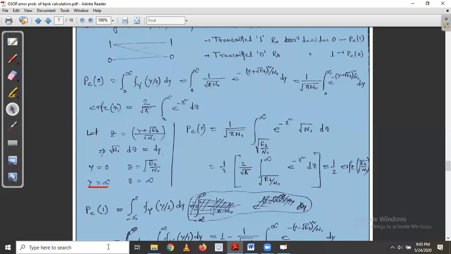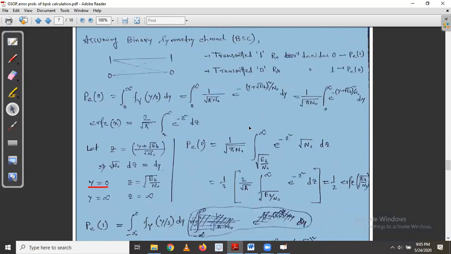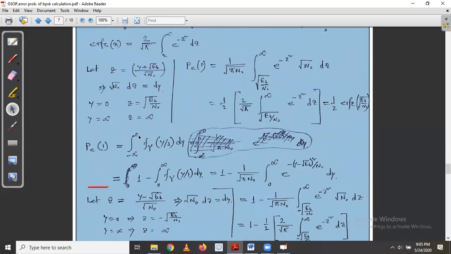Is it minus infinity to 0? In between minus infinity to 0, only this portion of this curve is there, which is wrong actually. That is why this kind of limit.